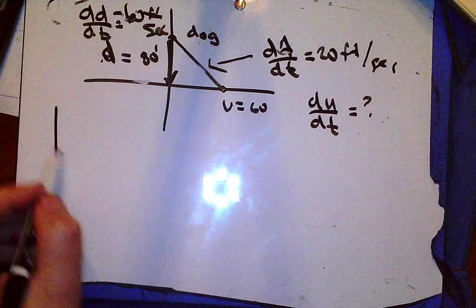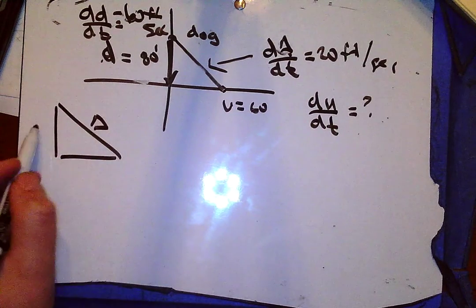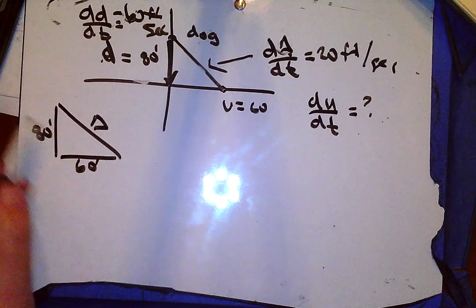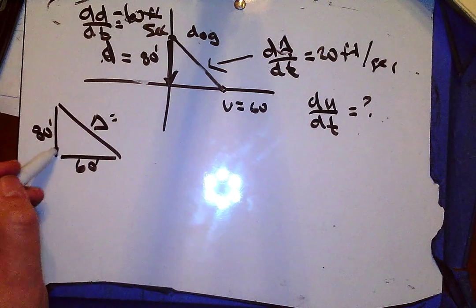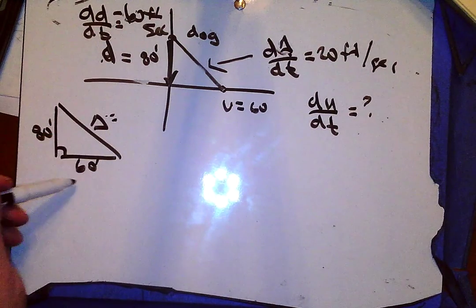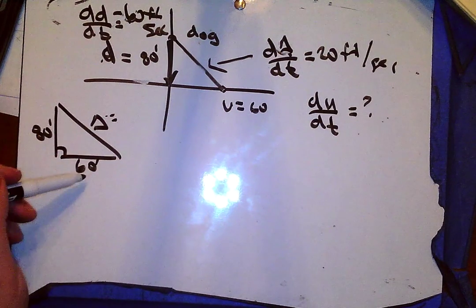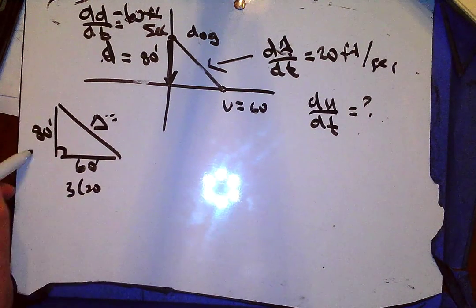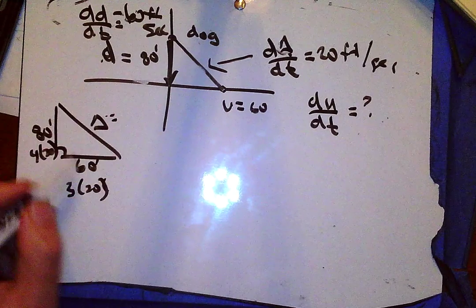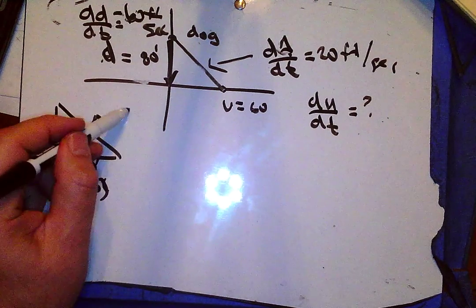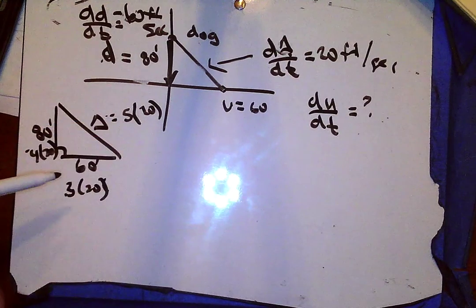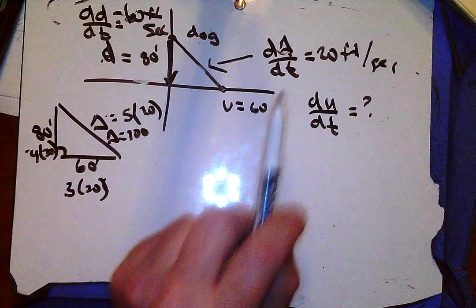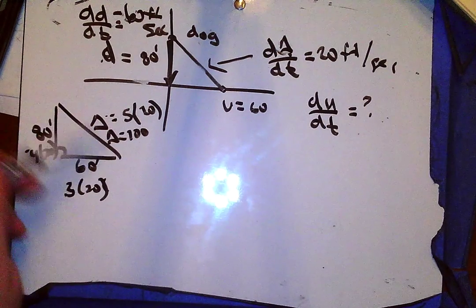Okay, so I've got this triangle here. I've got an 80 here and a 60 here. So I can use the Pythagorean theorem to find out how long the triangle should be. And this is a 3, 4, 5 triangle. If I divide everywhere by 20, this is 3 times 20 and 4 times 20. And since this is 3 and 4, I know this is going to be 5 times that same multiplier. So I end up with triangle equals 100. Now I don't plug that in at the beginning because this is a changing quantity.